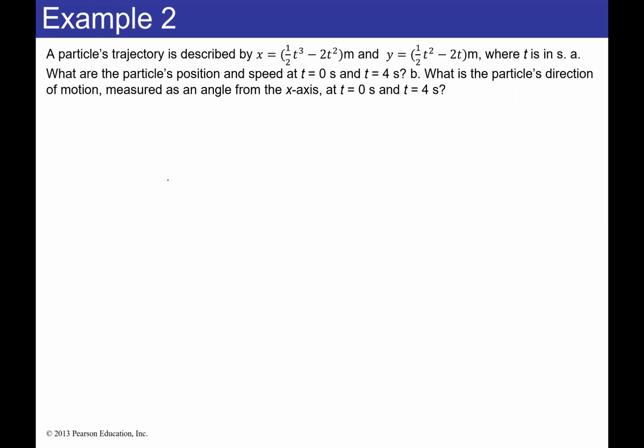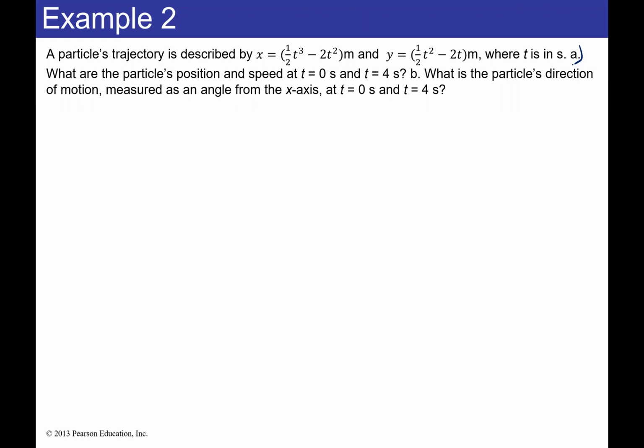Okay, so for part A, we want to calculate the particle's position and speed at time t equals 0 seconds and time t equals 4 seconds. And then part B, what is the particle's direction of motion, measured as an angle from the x-axis, at t equals 0 and then t equals 4 seconds.